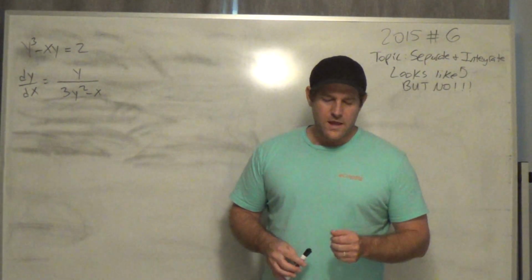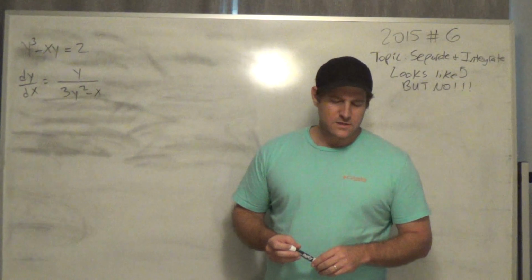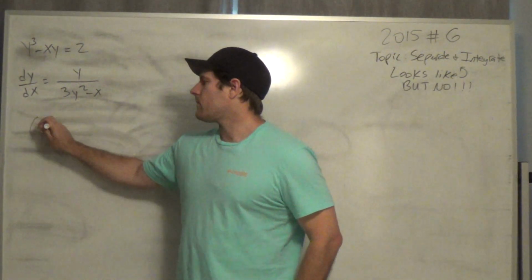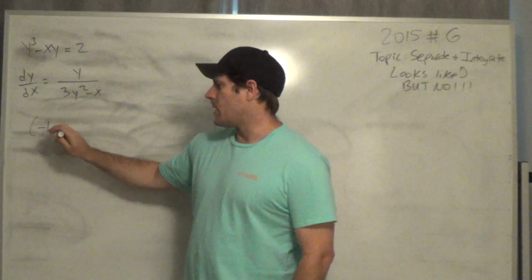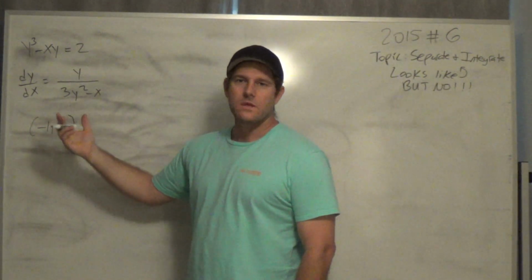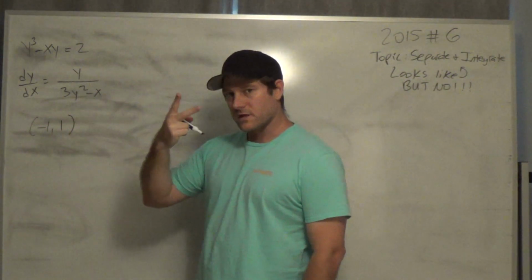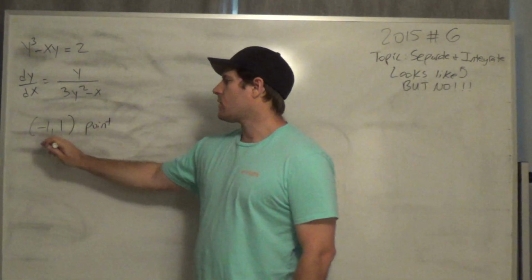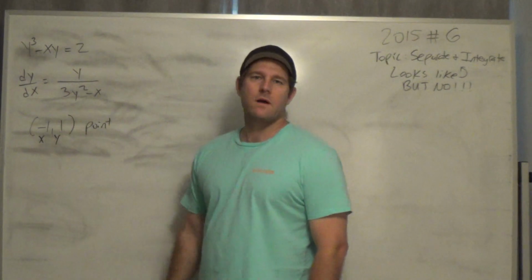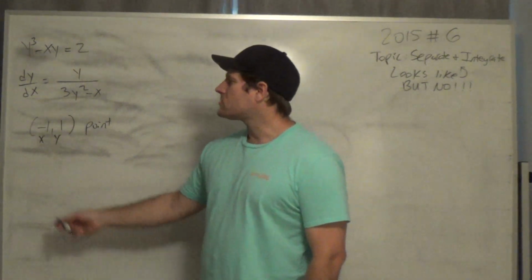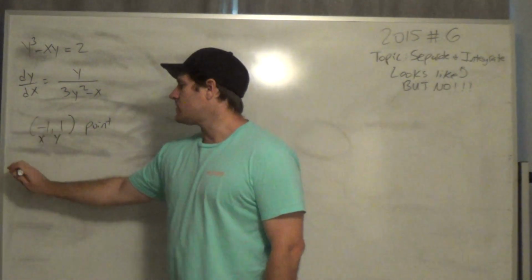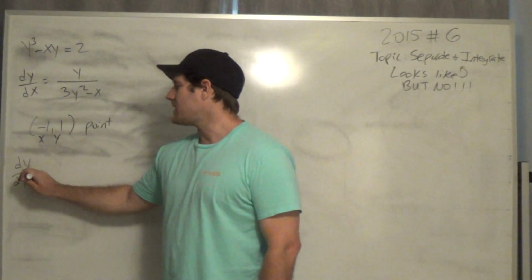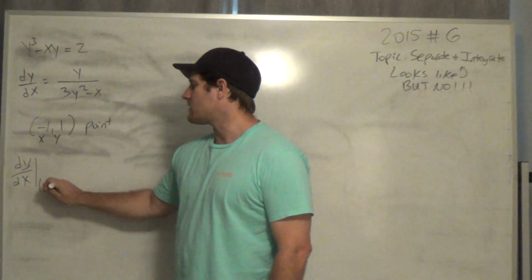Okay, part A says write the equation of a tangent line at the point -1, 1. So ladies and gentlemen, they want the equation of a tangent line. Two things are necessary for a tangent line: a point, and they've already given me my point. That's my x and my y, and then my slope. And your slope always comes from the derivative. So to find the slope, I need to know what is dy dx equal at the ordered pair -1, 1.